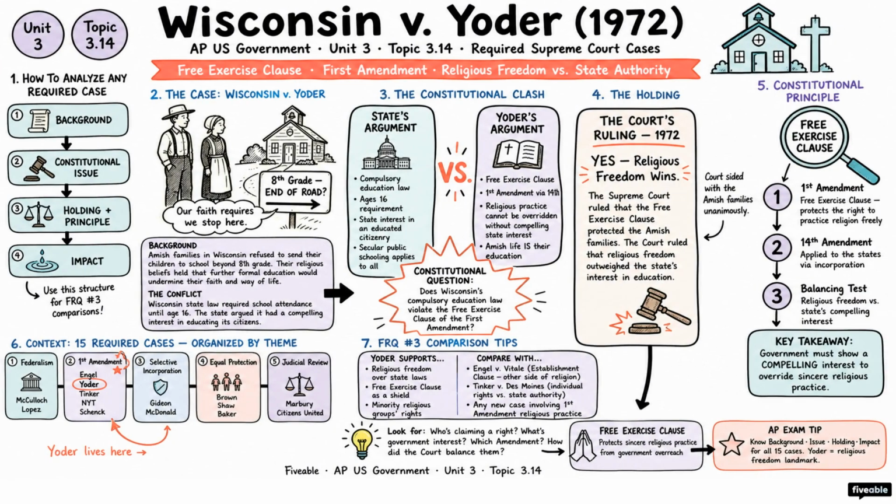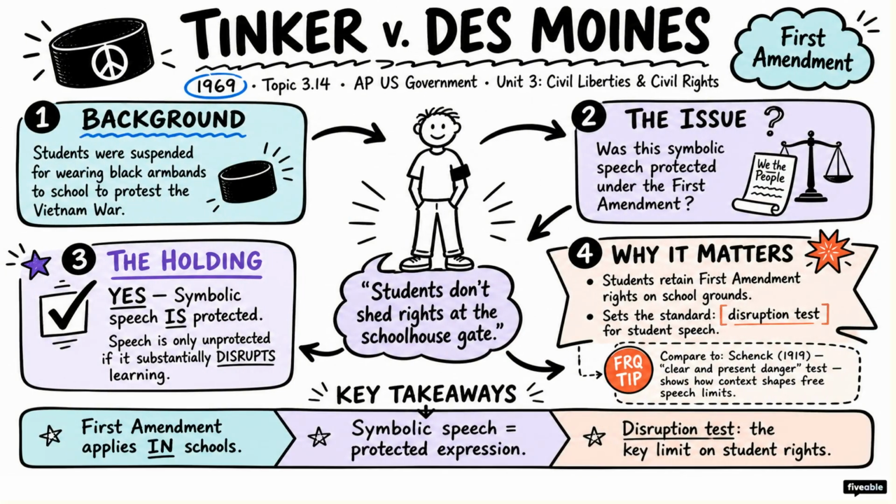Wisconsin versus Yoder upheld the Free Exercise Clause. The court ruled that the state's interest in mandatory schooling for Amish children until age 16 was outweighed by the parents' right to religious freedom. Tinker versus Des Moines protected students' symbolic speech rights. The court held that symbolic speech is protected unless it substantially disrupts learning, setting the disruption test standard.